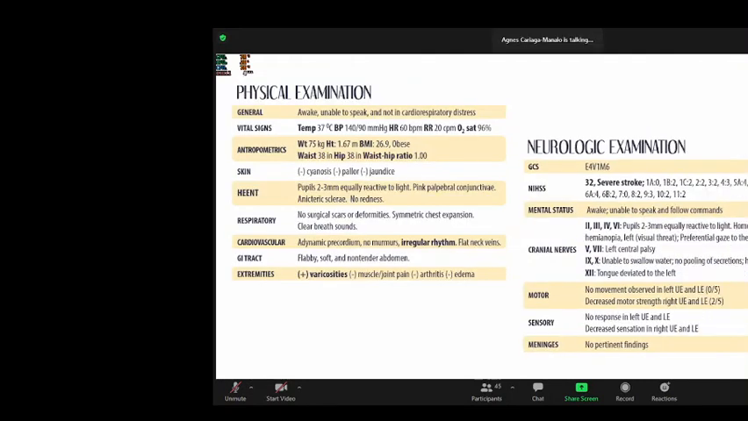Okay, physical examination, irregular varicosity, severe stroke, 1A0, 1B2, 1C2. Okay, 5-4, 5B. So unable to speak and follow commands. So the patient is unable to speak and is unable to follow commands. Pupils are equal and reactive with a homonymous hemianopia. Preferential gaze to the right.